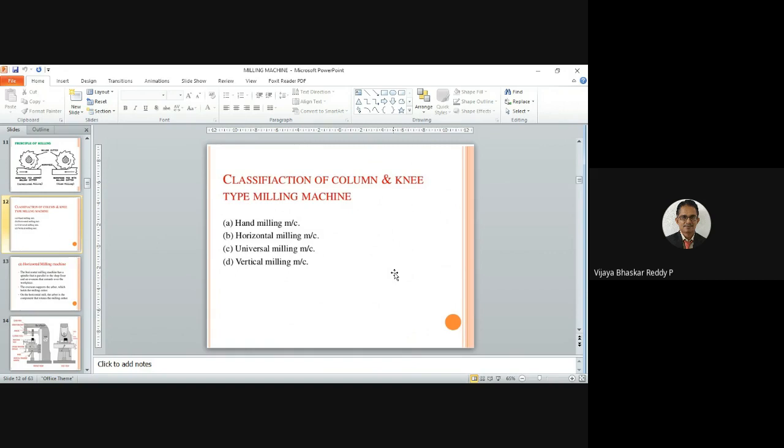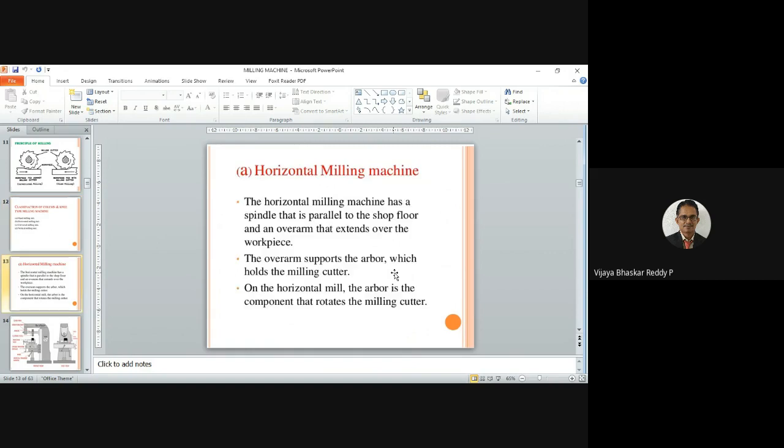The first one is the horizontal milling machine. So how does it work? The horizontal milling machine has a spindle that is parallel to the shop floor, and an overarm that extends over the workpiece. The overarm supports the arbor, which holds the milling cutter. The arbor rotates the milling cutter, because the milling cutter is fixed on the arbor.